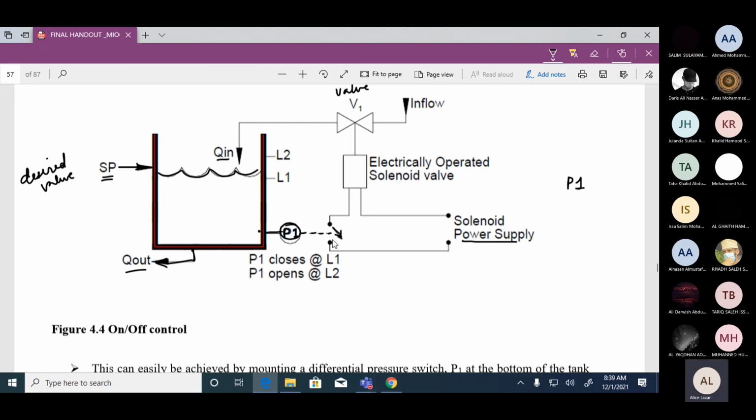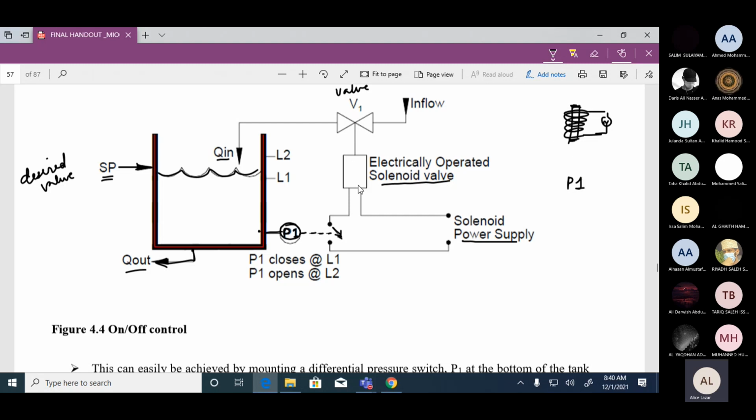Every time the switch is open, there is no power supply given to the valve. This valve is called a solenoid valve. Solenoid means what? Does anybody know the meaning of solenoid? A solenoid is a piece on which there is a coil winding. Whenever you give power to this coil, this particular piece starts to behave like a magnet.